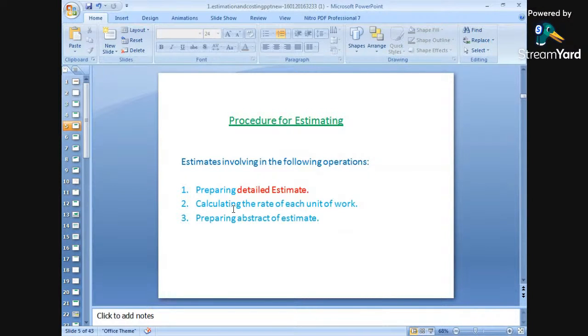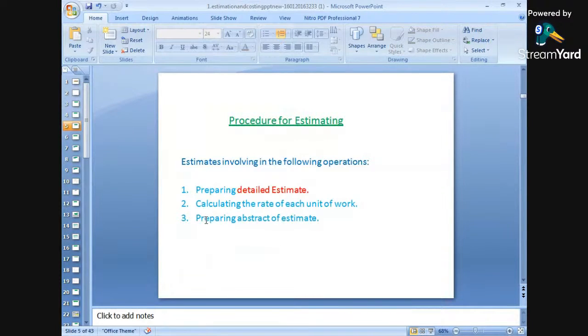Next is calculating the rate of each unit of work. That means we will find out the rate of each unit of work. Suppose PCC is there, or earthwork in excavation, or DPC, or any other activity which is to be carried out, we will find out the unit rate. That means what is the cost of PCC per cubic meter? What is the cost of DPC per square meter? Or what is the cost of earthwork in excavation per cubic meter? Okay? So the rate of each item can be calculated with the help of estimations.